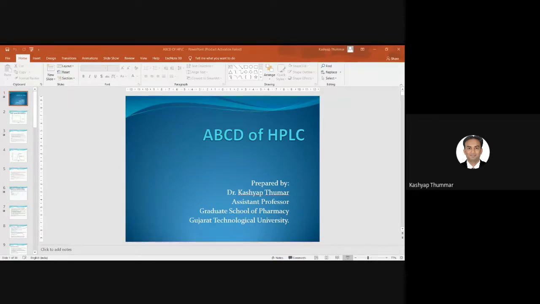I request all students to note down each and every terminology, because at the end of the presentation you need to know how many terminologies or terms we have gone through. So rather than just sitting, I request all students to write down just the names of the terms. So at the end you will know how many terms we have completed.